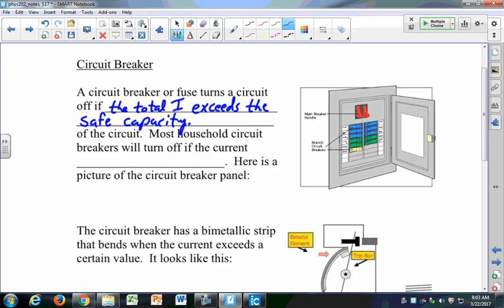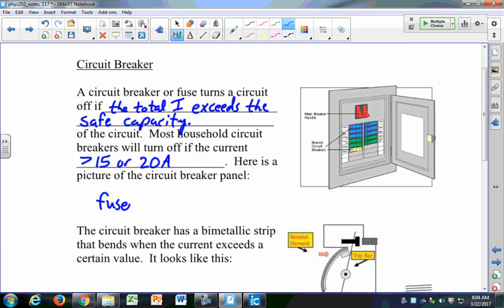Some are 15 amps, some are 20 amps, some are 30 or even more. So most household circuits will turn off if the current exceeds 15 amps or 20 amps. But you can have 30 or 60 amps as well. This is a picture of a circuit breaker. Most of you probably have circuit breakers in your home. Some of you might have fuses. Or if you have an older house, you might have a combination of both. Like we have fuses and circuit breakers.